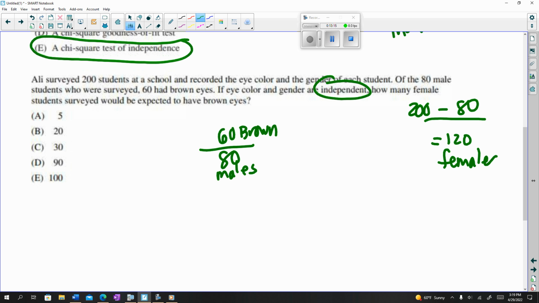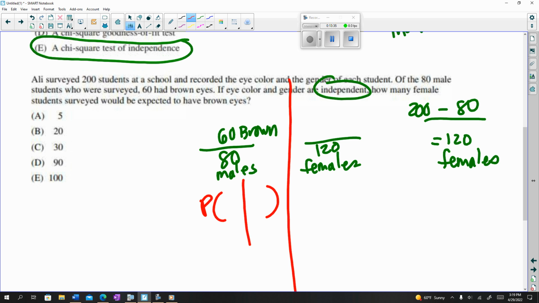So remember, if there's no relationship between the two, that should mean that females and males would have the same ratio of brown-eyed people, because it basically won't matter if they're a male or a female. The percent of brown-eyed people will be the same. So this actually relates to the conditional probability that we did earlier in the year. Given that someone is a male, the probability that they have brown eyes should be equal to, given that someone is a female, the probability that they have brown eyes. It shouldn't matter if you're a male or a female.